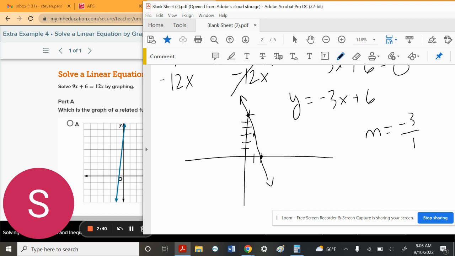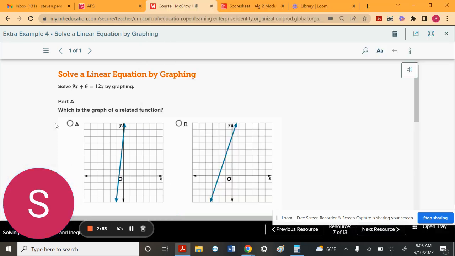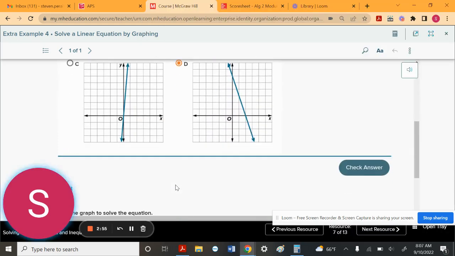And I can go ahead and graph that one, and I can see where it crosses. Of course, in this particular case it crosses at 2. And so x equals 2 would be the answer. Out of all of these graphs, the only one that crosses at 2 is D. So I can check my answer.